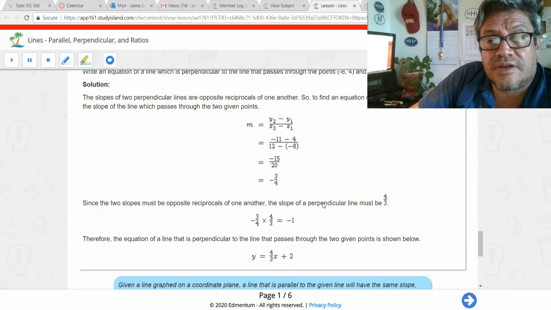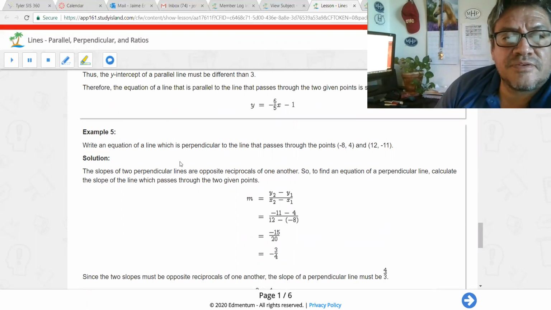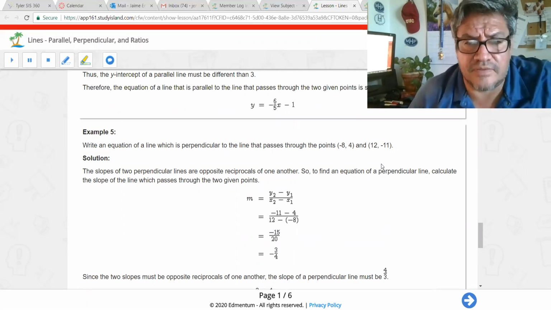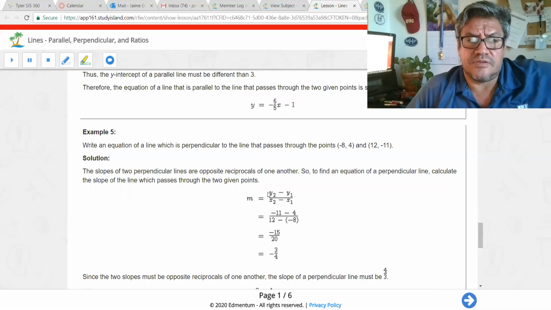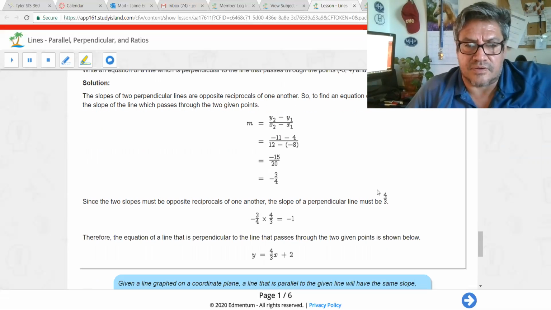Last example, I believe. No, I think there's probably one more. Okay, example 5. Write an equation of a line which is perpendicular to the line that passes through points negative 8, 4 and 12, negative 11. They do the math here for you by plugging in these numbers: negative 11 minus 4 over 12 minus negative 8. The resulting value is negative 15 over 20, which is negative 3/4. If we're looking for perpendicular, you have to do the negative reciprocal of negative 3/4, which is 4/3.